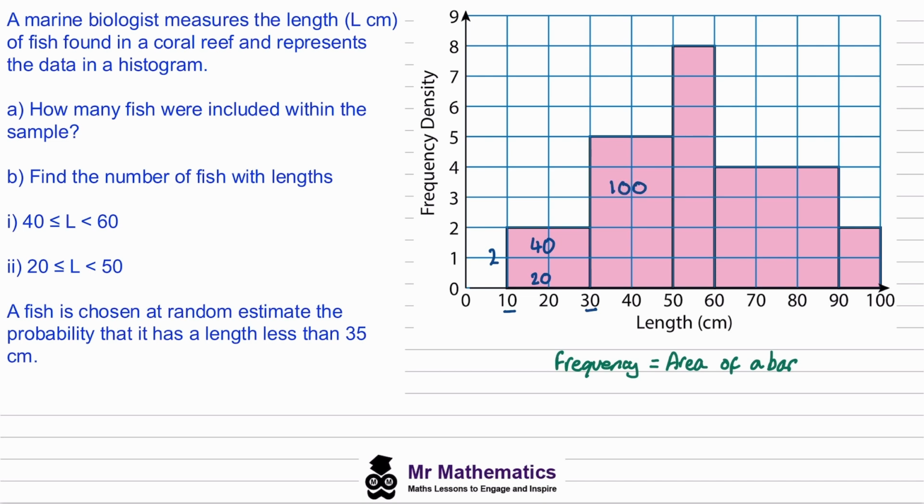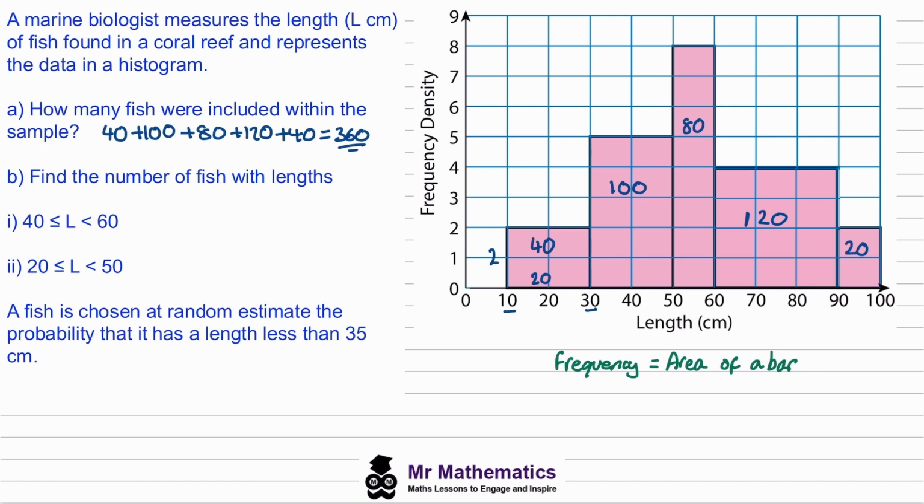In our next one, we've got a base of 10 and a height of 8. So 10 times 8 will give us a frequency of 80. And for our final bar, we've got a base of 10 and a height of 2. So we'll get an area or a frequency of 20. So to work out how many fish were included, we just need to add up these frequencies. And this will give us a sum of 360 fish.